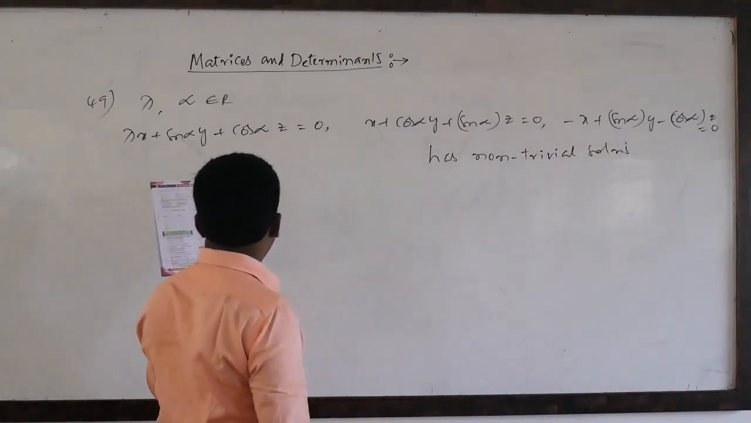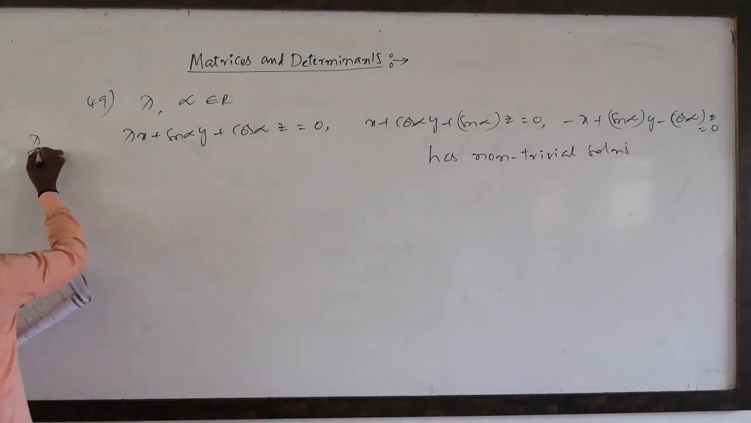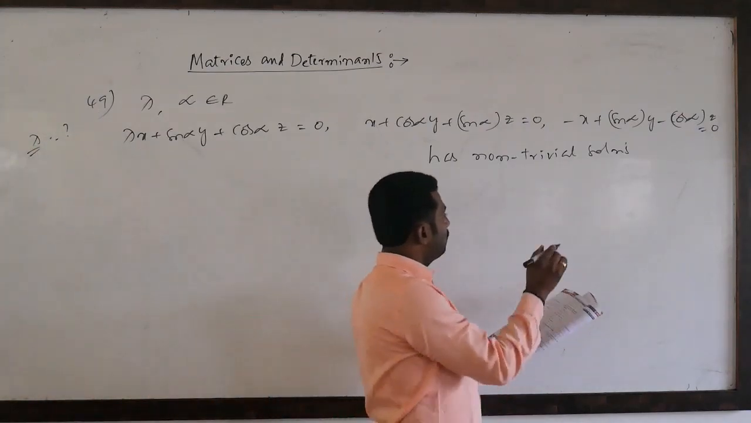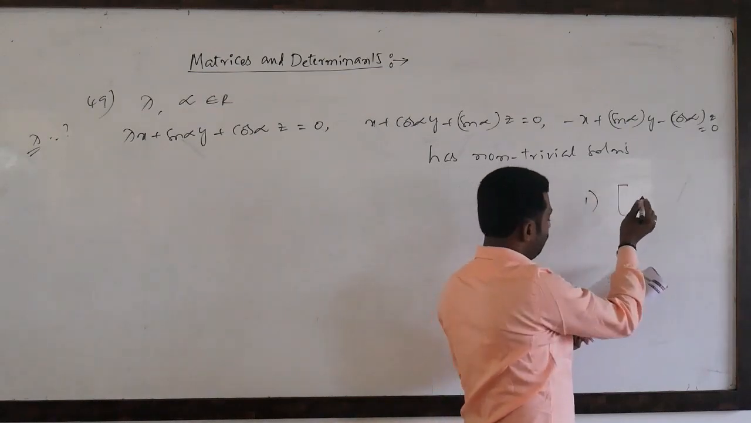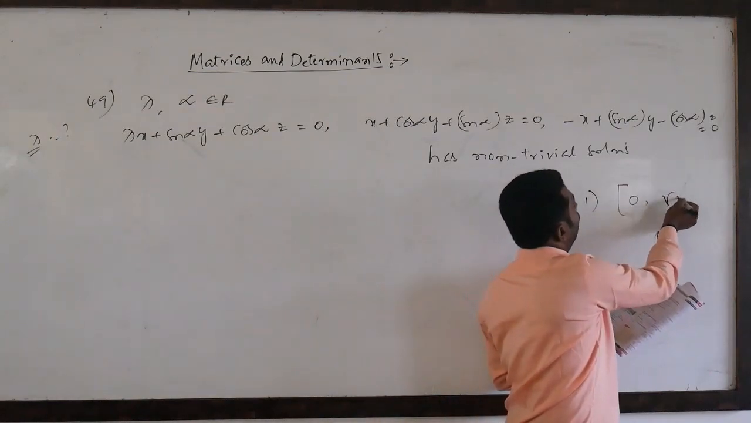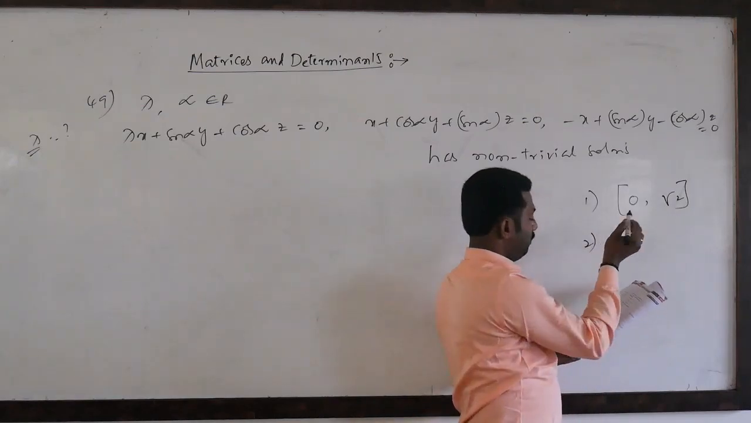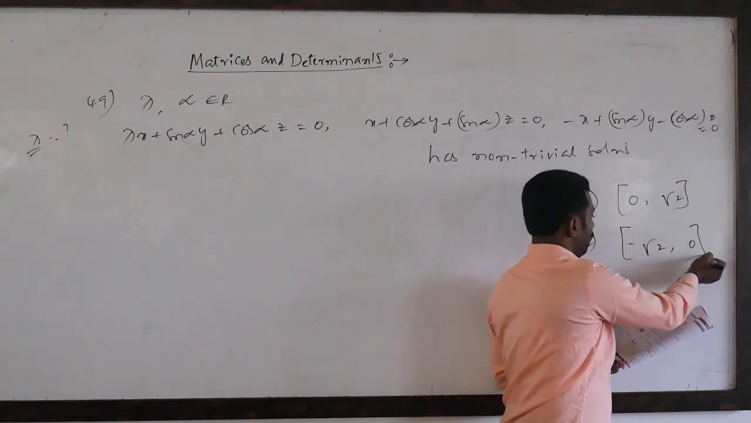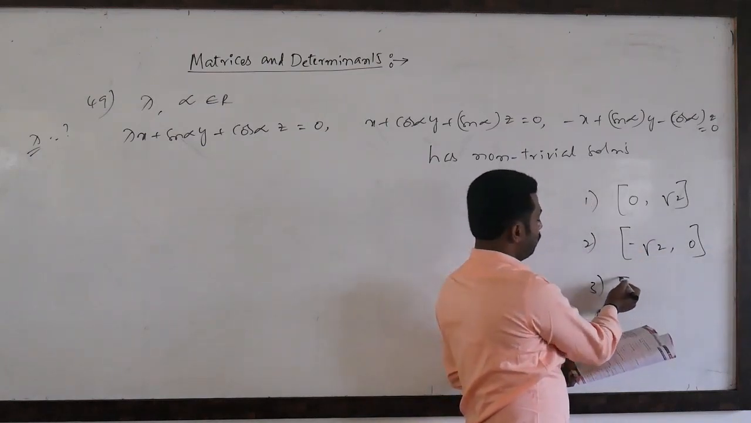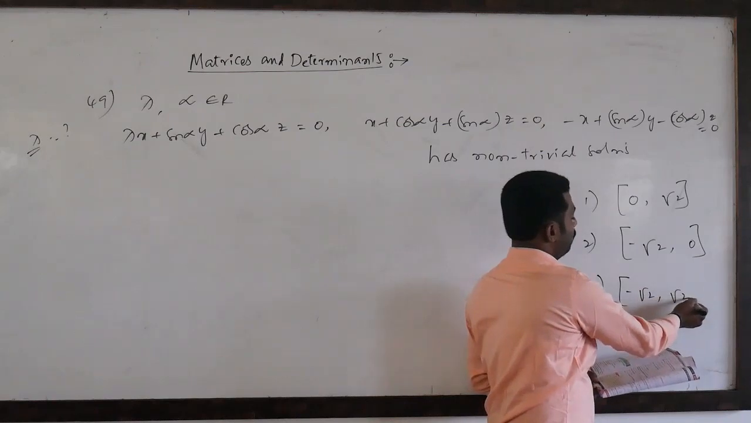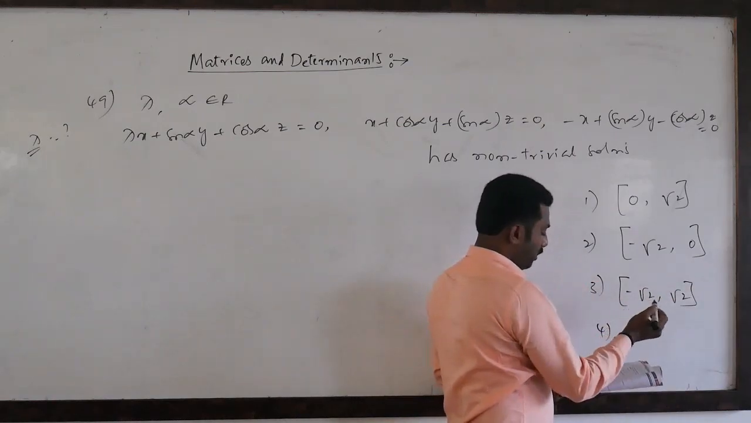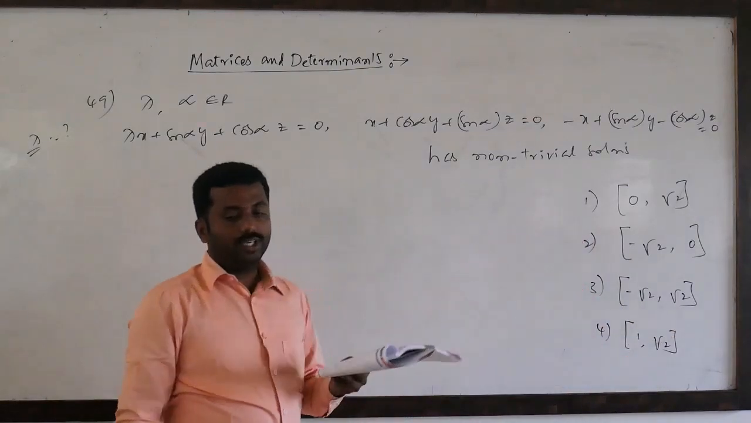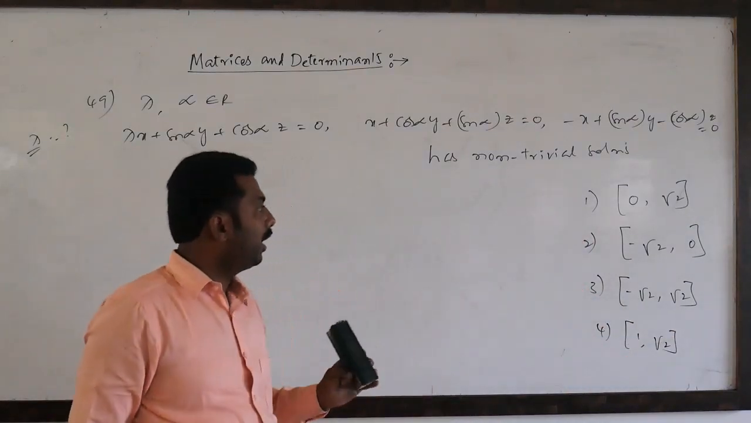They are asking for the set of values of lambda. The options are: first, 0 comma root 2; second, minus root 2 comma 0; third, minus root 2 comma plus root 2; fourth, 1 comma root 2. So which one is the correct option? We have to identify.